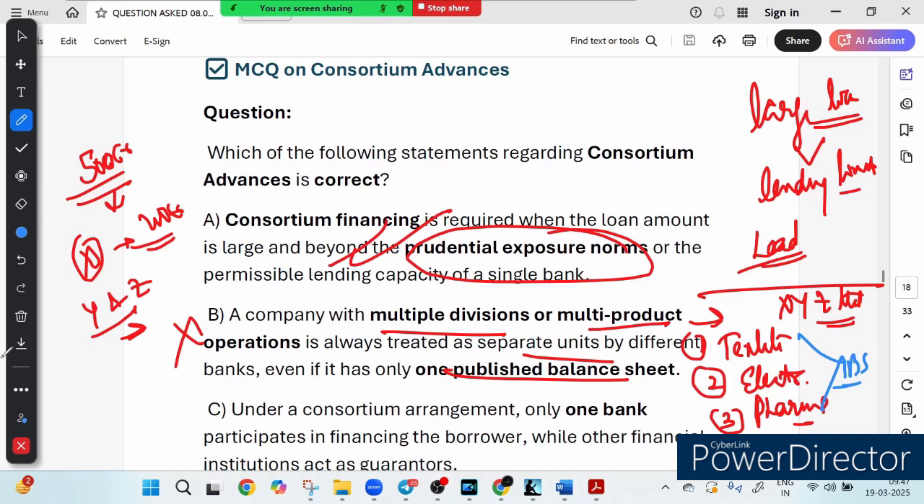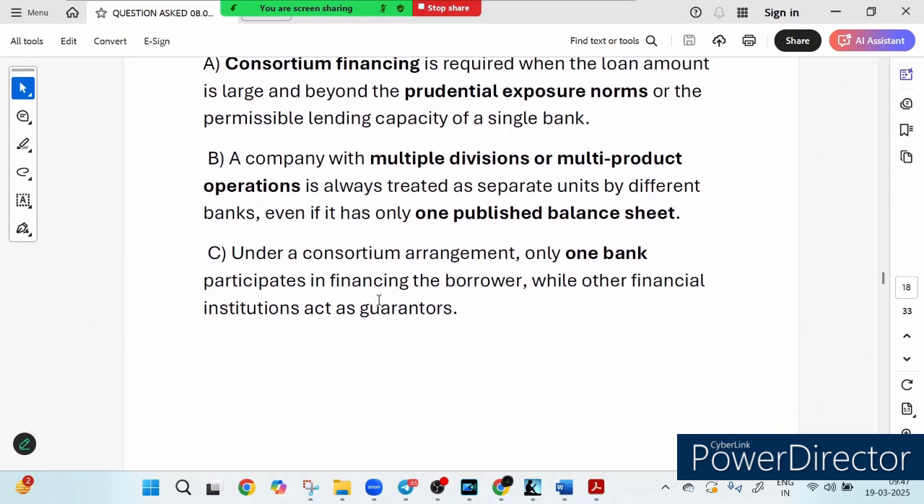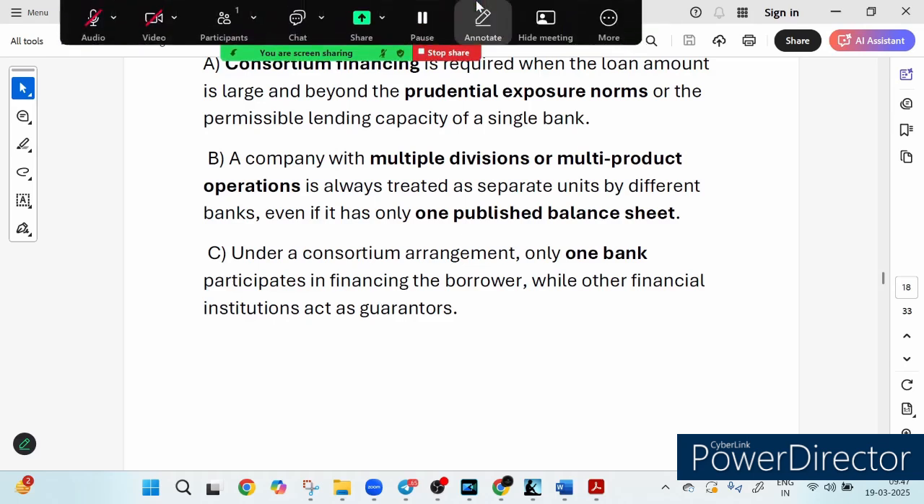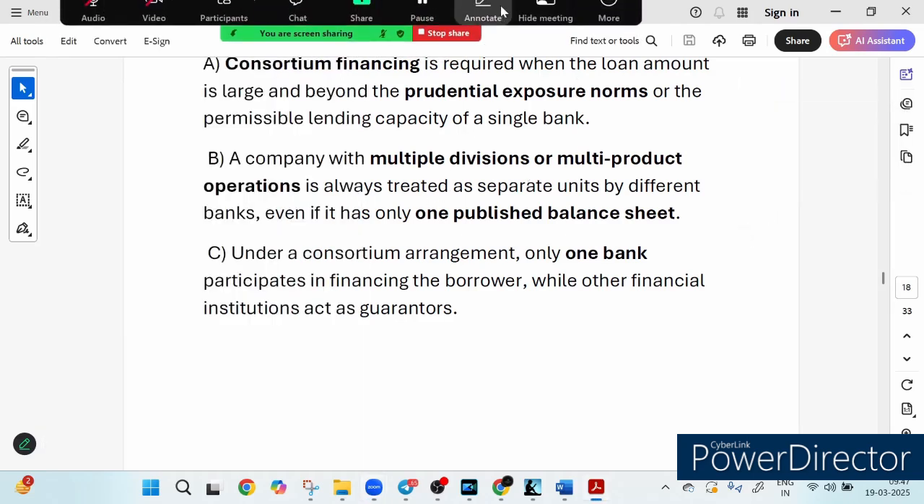Now let's see option number C. Option C says that under a consortium arrangement, only one bank participates in financing the borrower. This is also incorrect, because in consortium financing, all banks involved contribute funds proportionally. No bank acts like a guarantor. Every participating bank lends money to the borrower. Remember it, there is no concept of guarantor here. So that is why this option is incorrect.